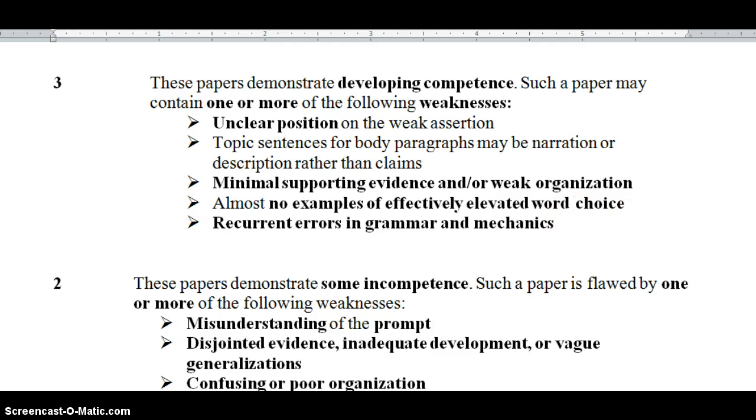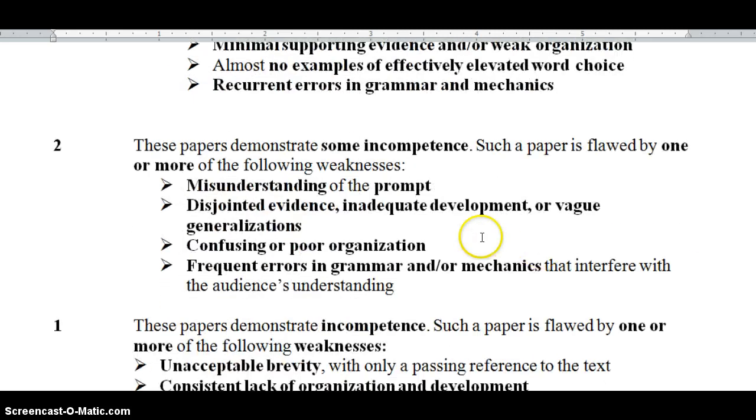Moving to a 2 is a D. This would be some incompetence, and the paper is flawed by one or more of the weaknesses here. You may have misunderstood the prompt, what the question is asking. The evidence might be disjointed, not really put together well. The body paragraphs may be inadequately developed. You might have vague generalizations that are not supported. Organization is a problem, and there may be frequent errors in grammar or mechanics that interfere with the paper.